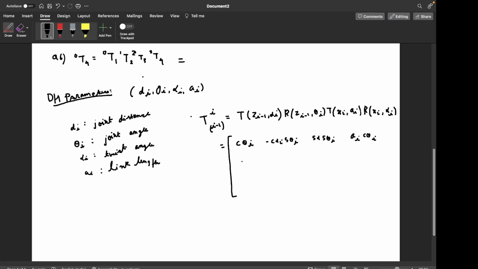So next is s theta I, c alpha I c theta I, minus sin alpha I c theta I, ai sin theta I. Then there is 0, sin alpha I, cos alpha I, and di, and the final row is 0 0 0 1, right?